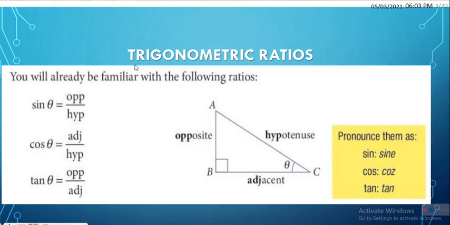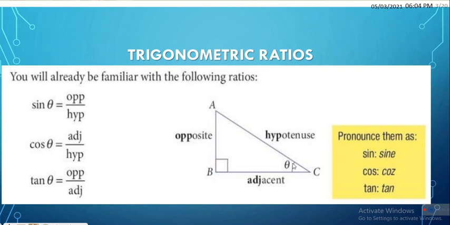Alright, so as a checklist from before, these ratios are not new. You are already familiar with the following ratios, which is sine theta equals opposite over hypotenuse, cos theta equals adjacent over hypotenuse, tan theta equals opposite over adjacent. And you know, of course, a right angle triangle is one which contains a 90-degree angle. The side facing the 90-degree angle is called the hypotenuse.